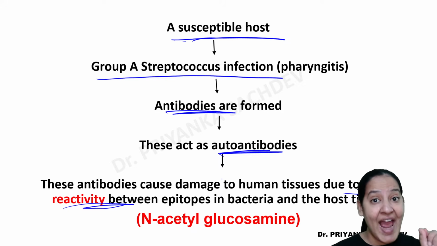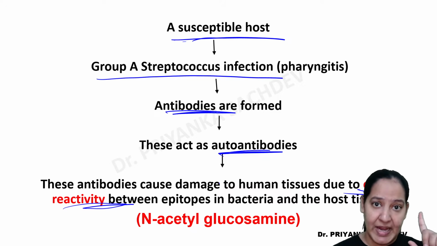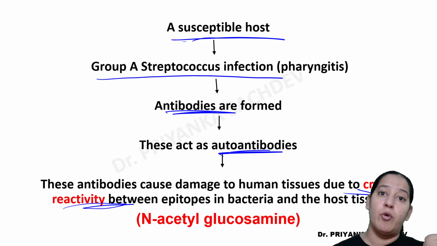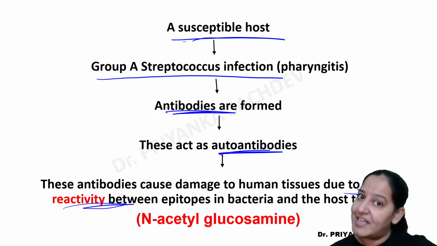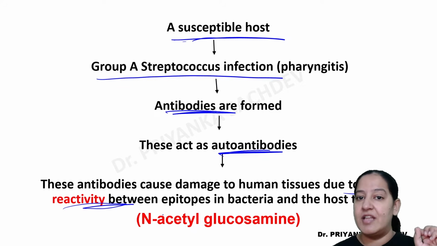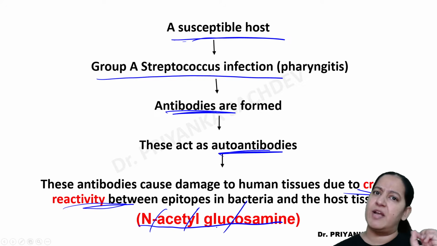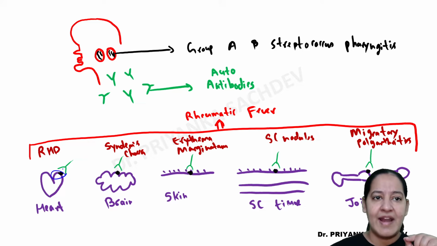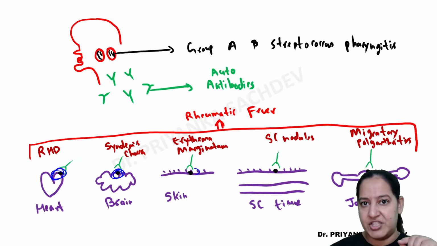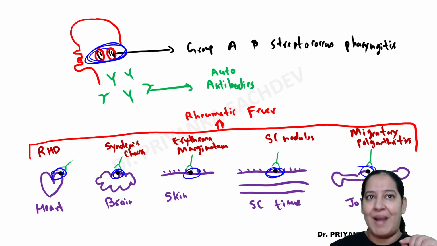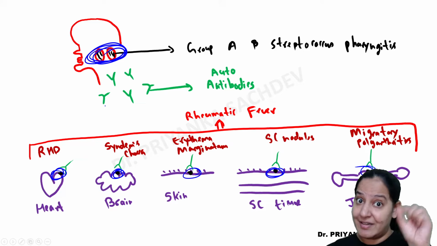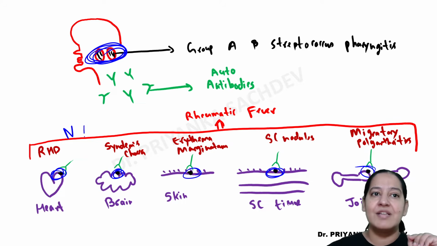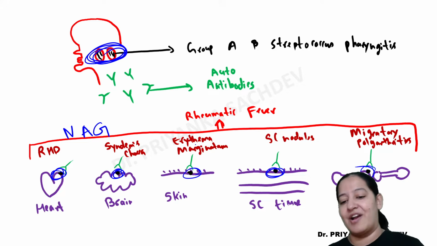So what is the name of the antigen on these 5 organs, that is brain, heart, skin, subcutaneous tissue, and joints, which is mimicking the antigen, the epitope, of the bacteria? The name of the antigen is NAG, that is N-acetylglucosamine. Again, a very important MCQ: NAG, N-acetylglucosamine. Done. Here, can you see the black colored antigen? Here I have marked the name of this antigen, which is mimicking the antigens on this bacteria. I have used the same color, showing that it is the same antigen. So the name of this antigen is N-acetylglucosamine, NAG. I hope you like it.